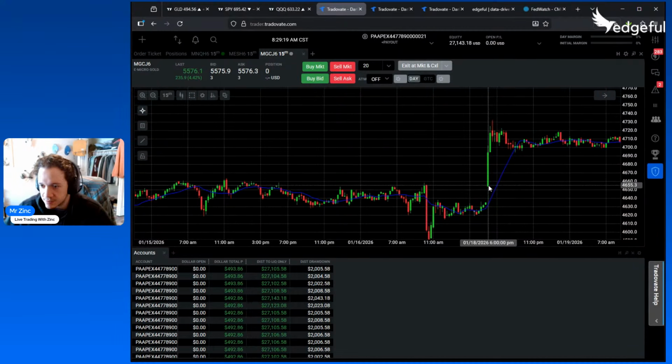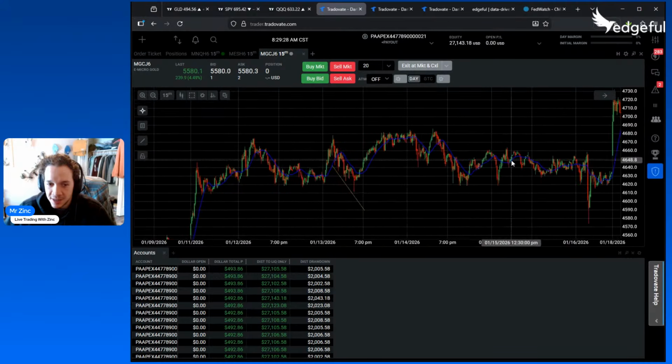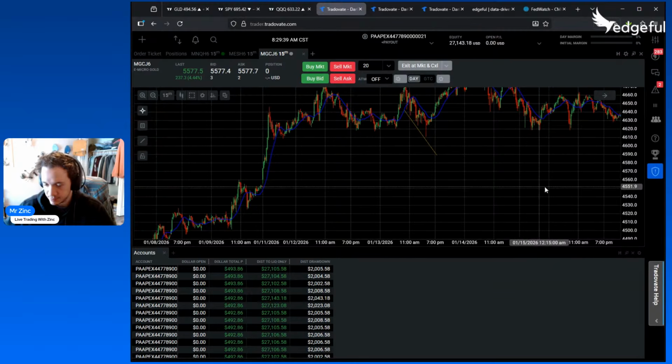We had a 150-point move to open Globex. So that's another one to capitalize on. Same thing over here, 01/09, Sunday Globex pushes up 100 points. It's ridiculous.